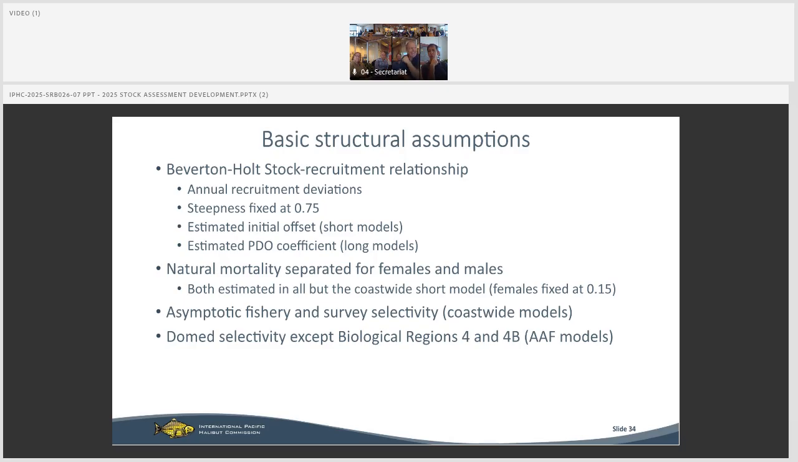Yeah, I mean, we do use the PDO regime as an average recruitment. So if the current regime is negative, we'll continue having lower recruitment. But I think with halibut, there is a lot of variability from year to year. I don't know. I've never really looked at the correlation in recruitment deviations. But I mean, 1987 came out of nowhere.